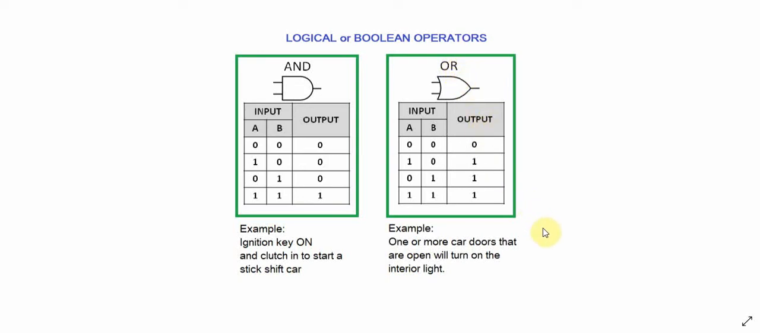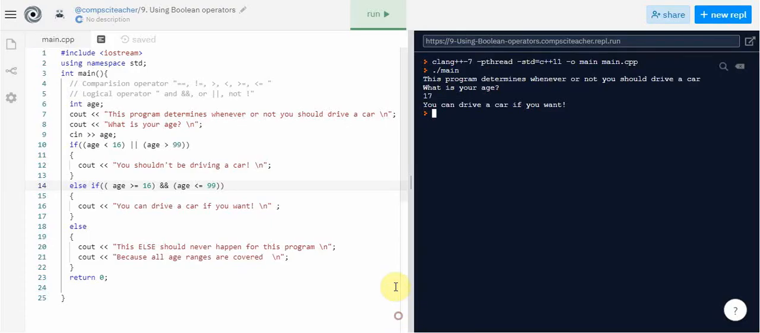So what does it look like in C++? Let's take a look at an example. First thing is we've got a program here that basically determines whether or not you should drive a car based on your age. The user is going to input the age, and then this program is going to use if, else, and determine whether or not you should be driving a car.